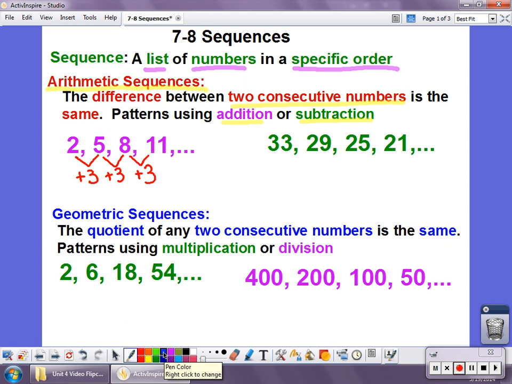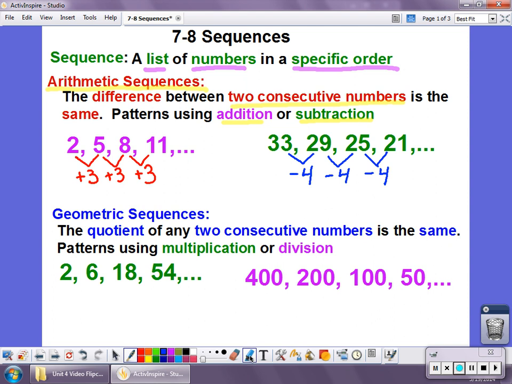Now, arithmetic sequences can also be subtraction. So here's an example of a subtraction one. To go from 33 to 29, I see my numbers are getting smaller. So I know I'm not going to be adding. So I think, okay, maybe this could be subtraction. So if I look at that, I'm subtracting 4. And then 29 minus 4 gives me 25. 25 minus 4 gives me 21. And again, constantly subtracting the same number over and over again is going to be an arithmetic sequence.